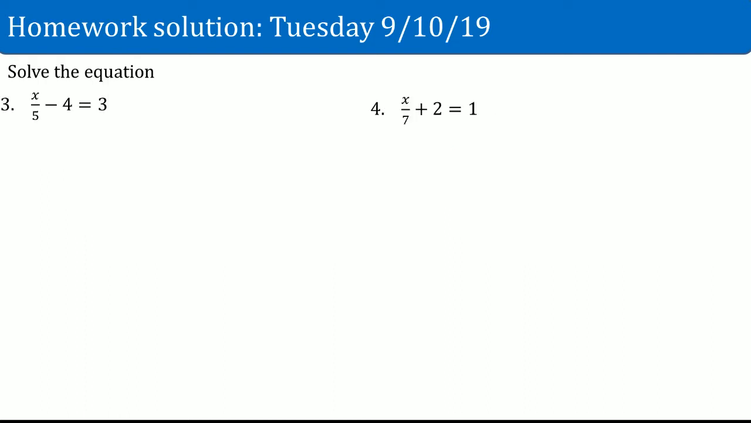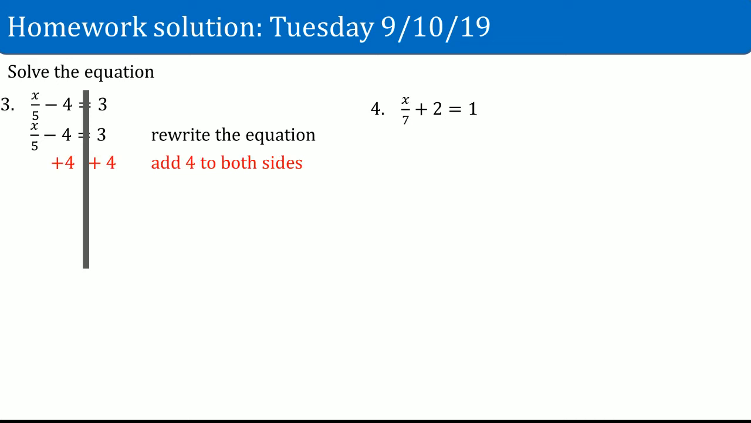Number 3 and number 4 are shown. Number 3, x divided by 5 minus 4 is equal to 3. Okay? First step is always to rewrite the equation. It's x divided by 5 minus 4 equals 3. Draw a line straight down to separate the left from the right. The first thing that I need to do is add 4 to both sides because, again, that is the most outward thing to the x. Once I add 4 to both sides, the minus 4 and the plus 4 cancel out.